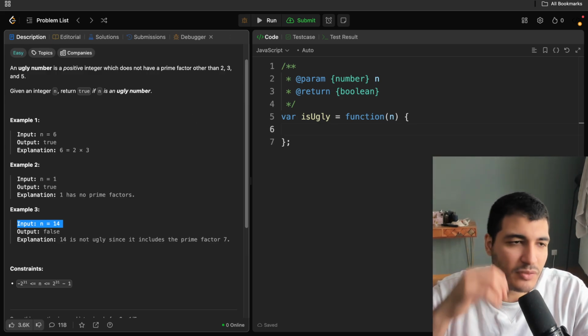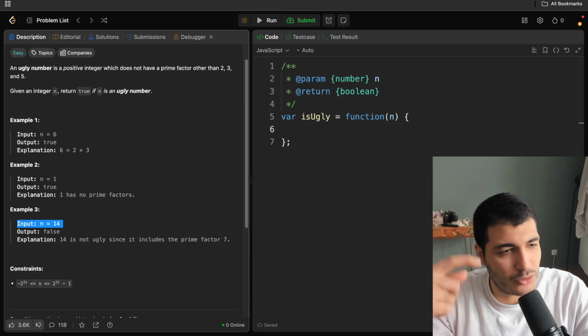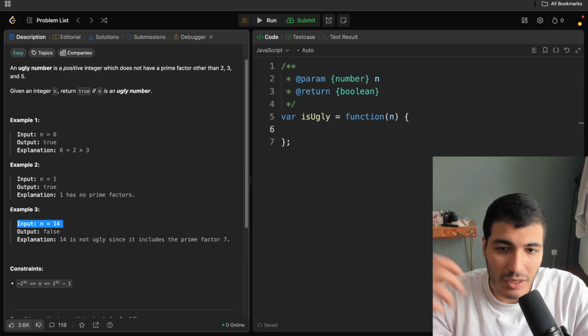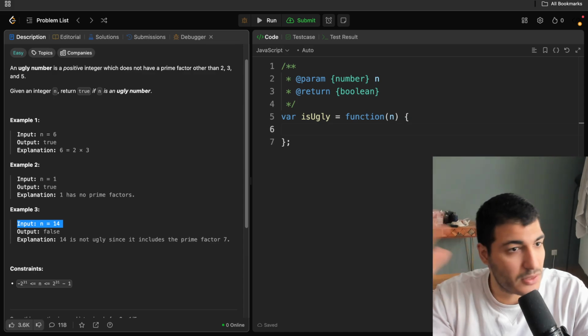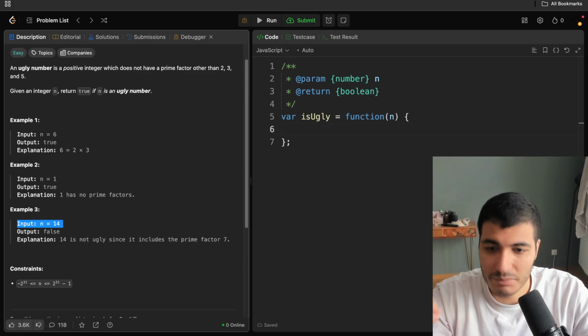So the approach for this one is, we keep dividing n by 2, 3, and 5 as long as it's divisible. And at the end, if we're left with 1, it's ugly. If we're left with a number greater than 1, it's not ugly. It's as simple as that.